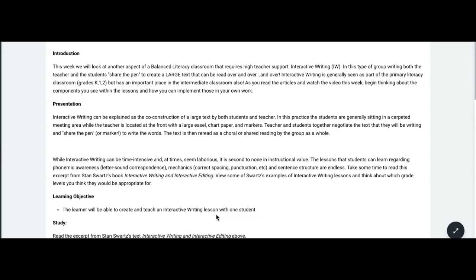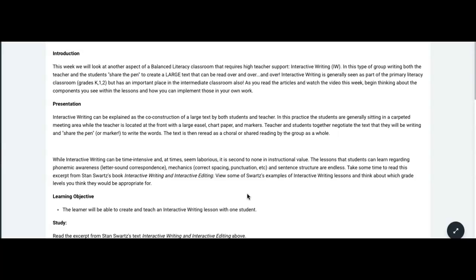Please note that during interactive writing, not all students will contribute to the large text each day. The student contribution is based on what the child knows and is ready to learn next. The teacher knows what this is, as he or she is a close observer of what the child can do independently.